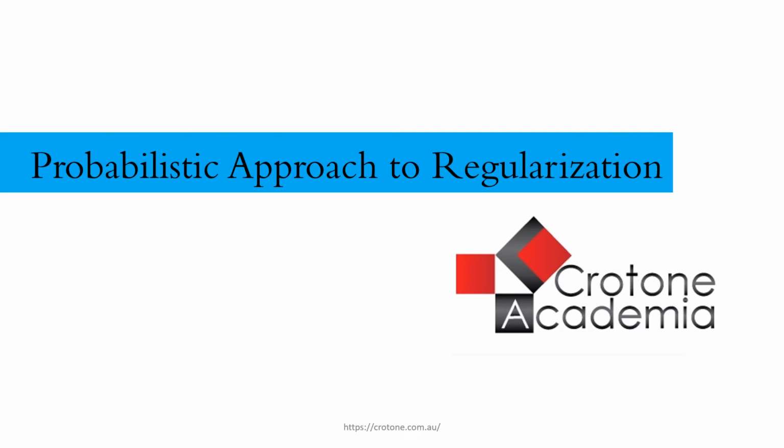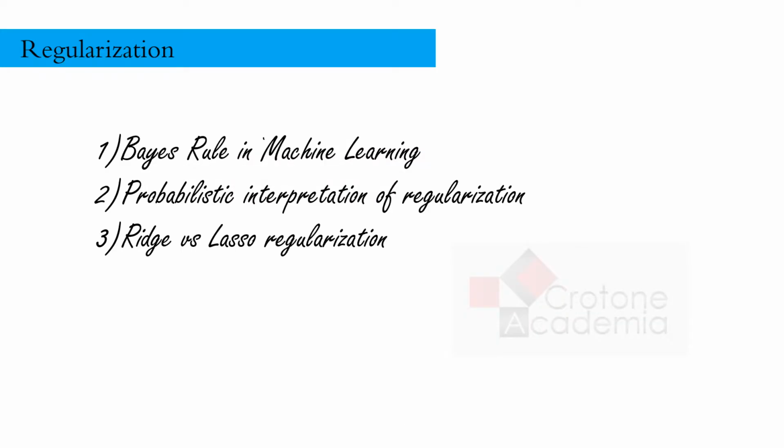In this lesson, we are going to talk about the probabilistic approach for regularization. First, we will introduce Bayes rule in machine learning. Then we will give a probabilistic interpretation for regularization using Bayes rule. Then we derive Ridge and Lasso regularization using the result we obtained in part 2.